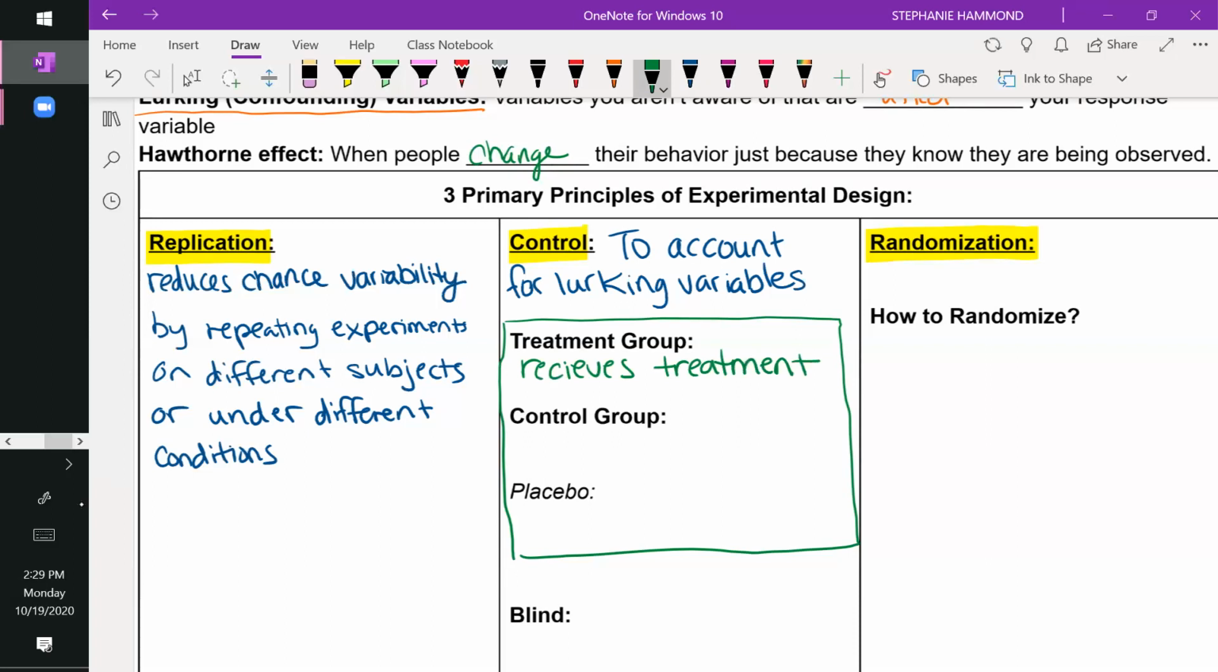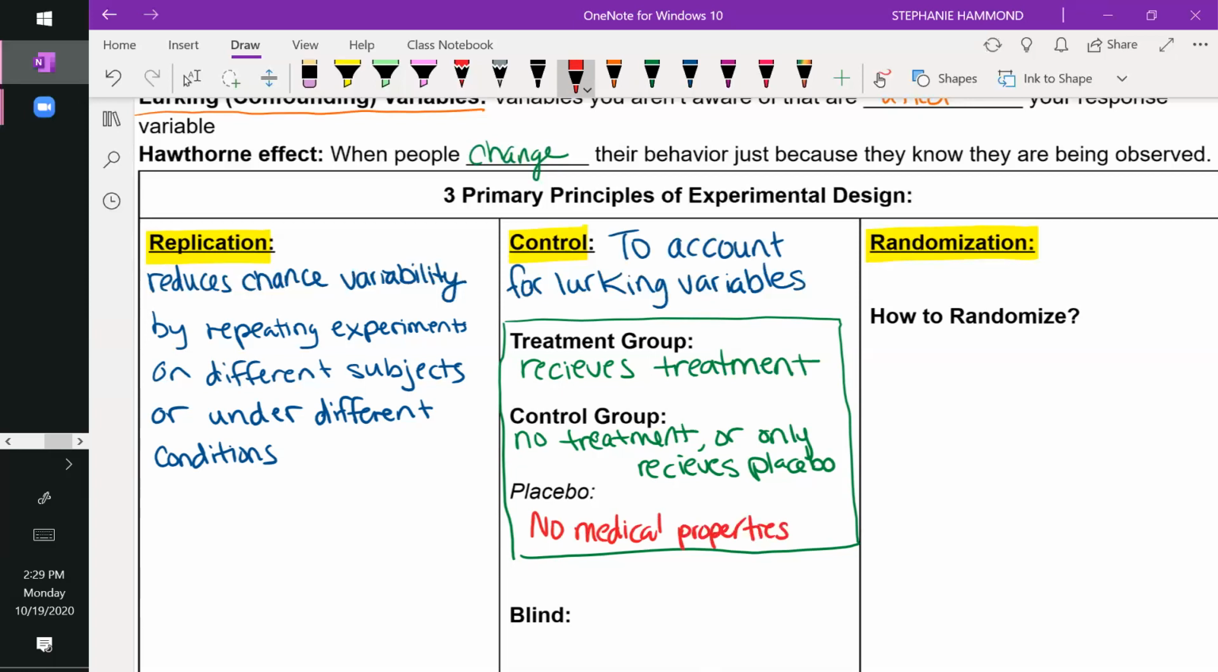The control group either receives no treatment or it only receives a placebo. And of course, they can't know that they're receiving a placebo. And a placebo, if you didn't know, is when somebody receives something that appears to have medical properties, but it actually doesn't have medical properties at all. So it's like a sugar pill. So no medical properties.